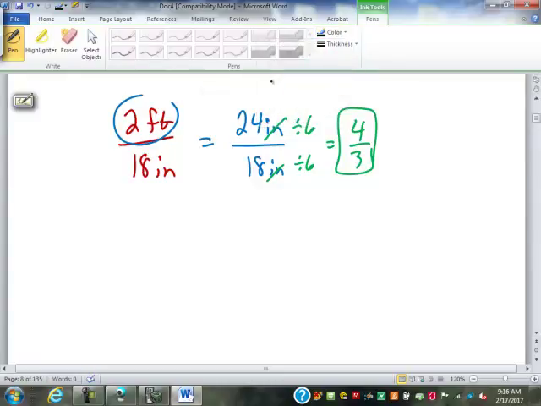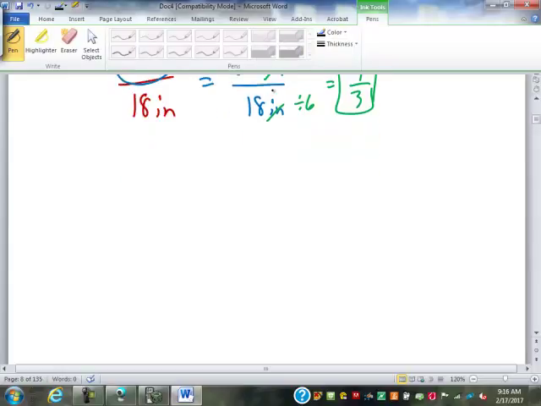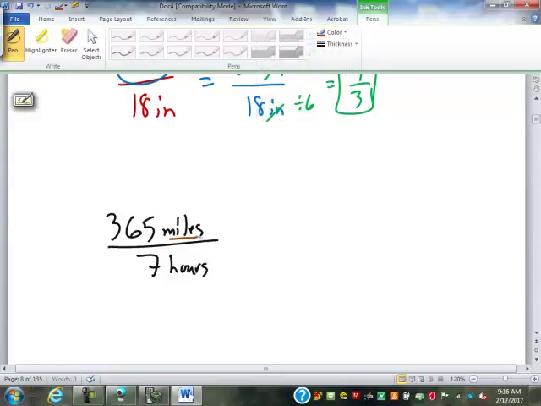We do, however, often run into things that cannot be converted like that. For example, let's say we go on a road trip and we drive 365 miles in 7 hours. There is no way that we can convert miles into hours or hours into miles. This is not a ratio because the labels will not be the same and we can't make them the same. So this is what is called a rate.